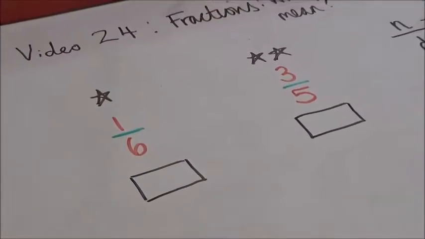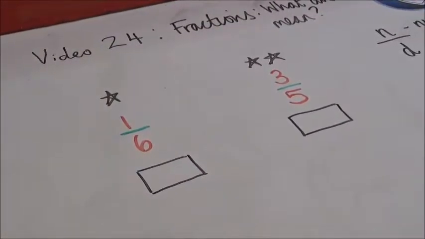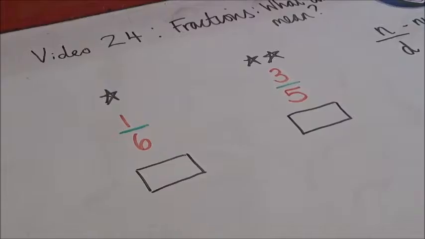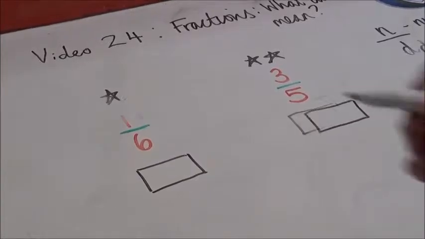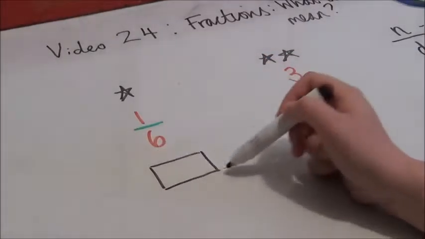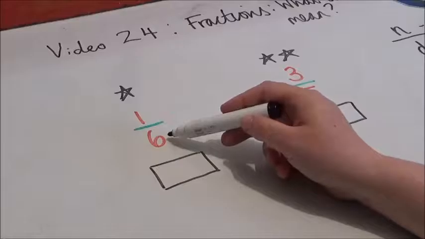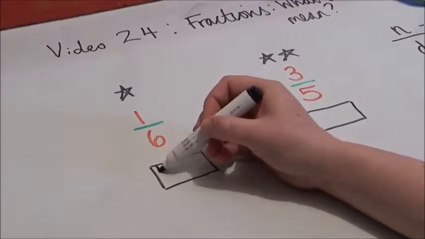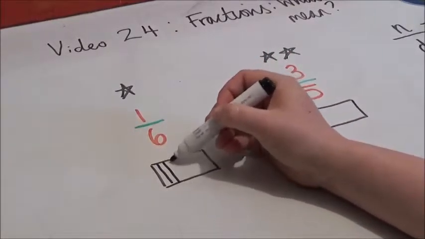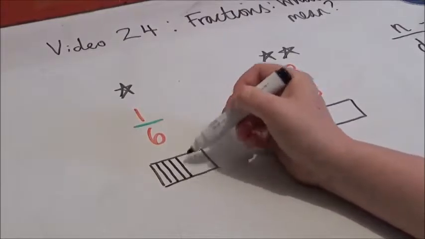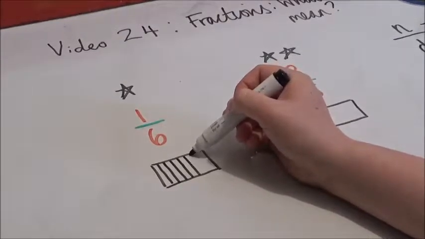Have a go at drawing out one of these fractions. We have 1/6 or 3/5. Pause the video, and we'll go through the answers together. So 1/6, I've got my one whole rectangle and I'm going to cut it up into 6 equal pieces. 1, 2, 3, 4, 5.